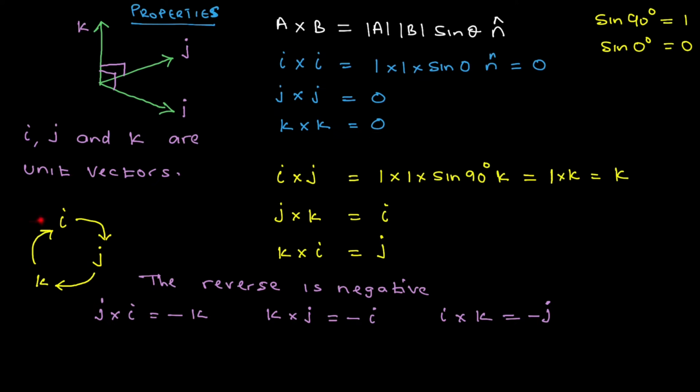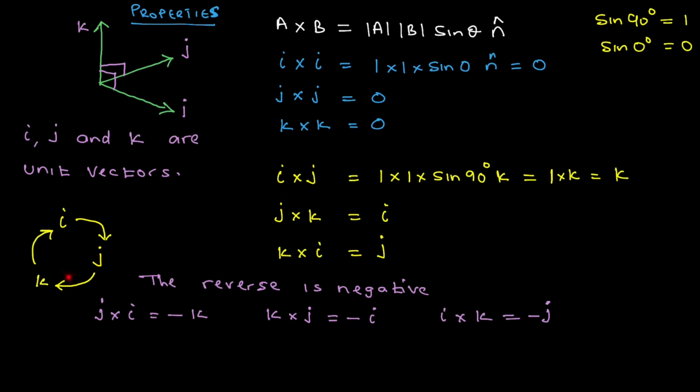So it's important that the order is very important here, because we're using cross product, not dot product. So in this case, i cross k is minus j because k cross i is j. So this side is the positive value that you get. So i cross j is k, j cross k is i, and k cross i is j.